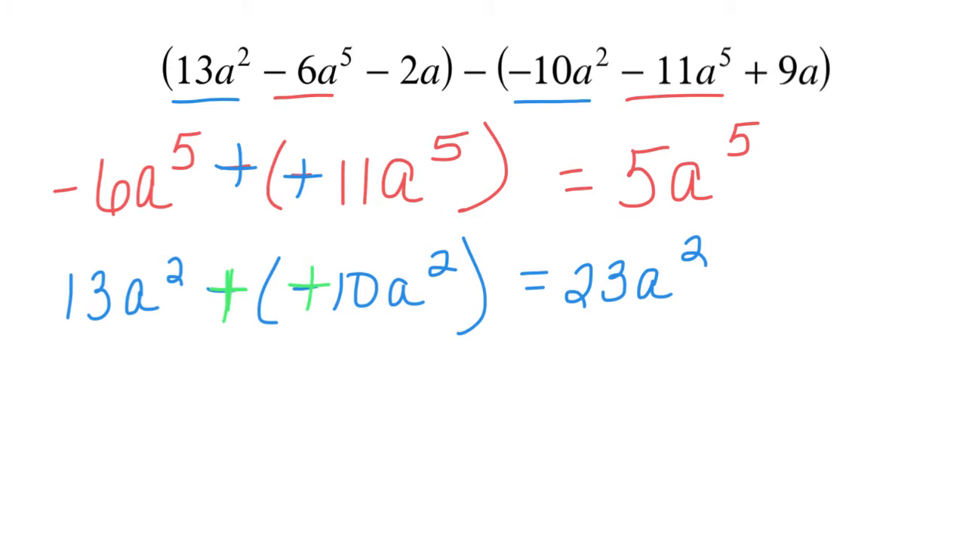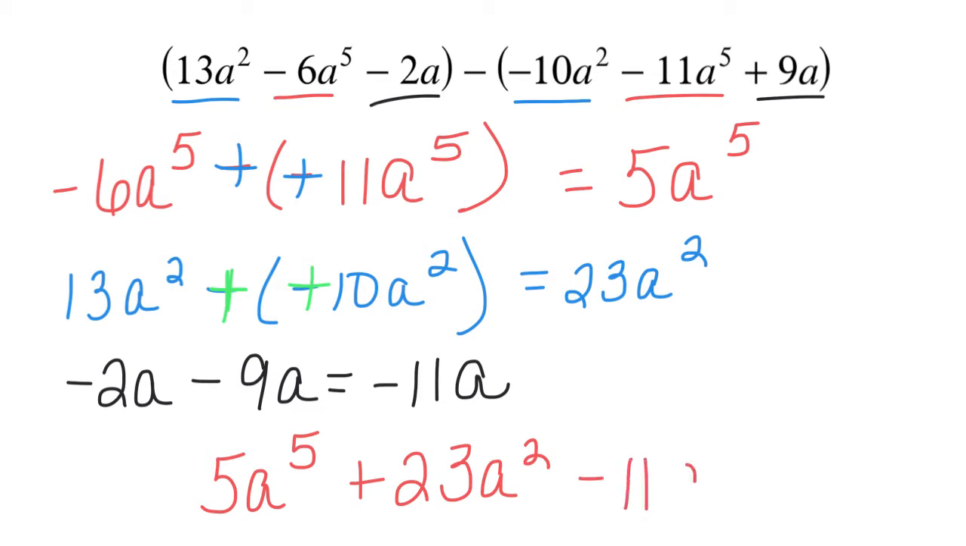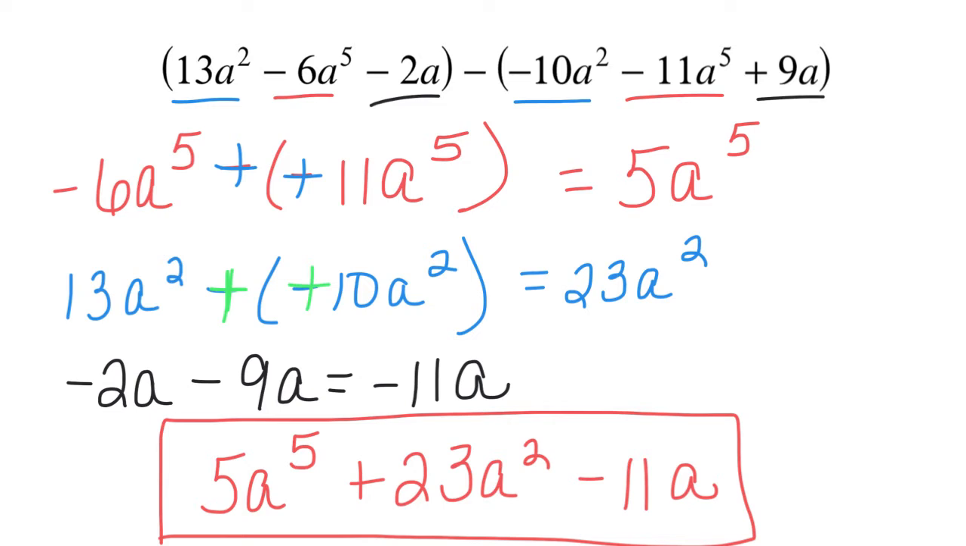Finally, my last terms, negative 2a minus 9a is going to give me negative 11a. So my final answer, written in descending order, is positive 5a to the 5th plus 23a squared minus 11a. So that's my final answer.